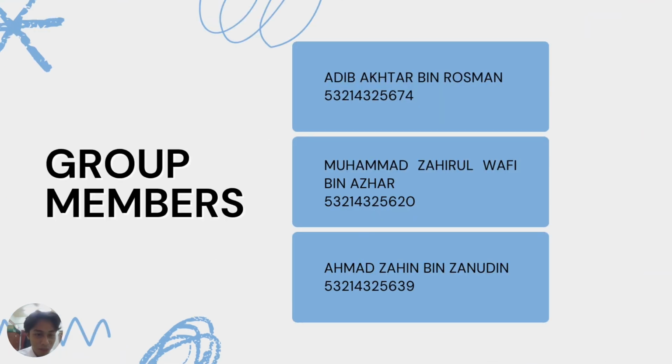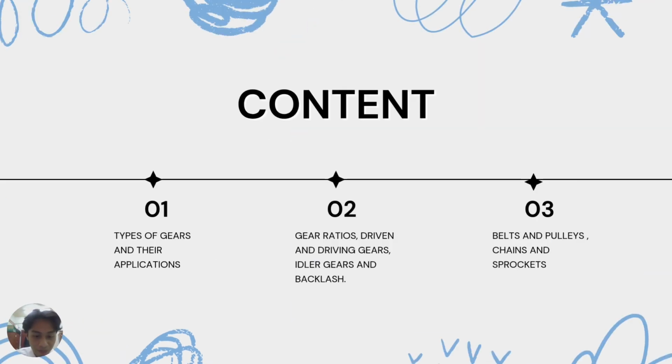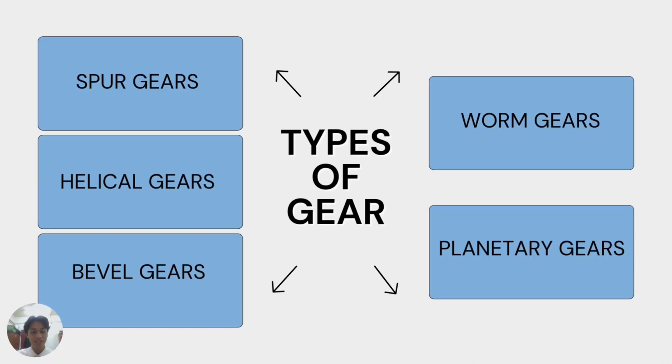So this is our group members, consisting of 3 people. First, we will look at the content of our presentation today. First of all, types of gears and their applications. Second, gear ratios, driven and driving gears, idler gears and backlash. Third, belts and pulleys, chains and sprockets.